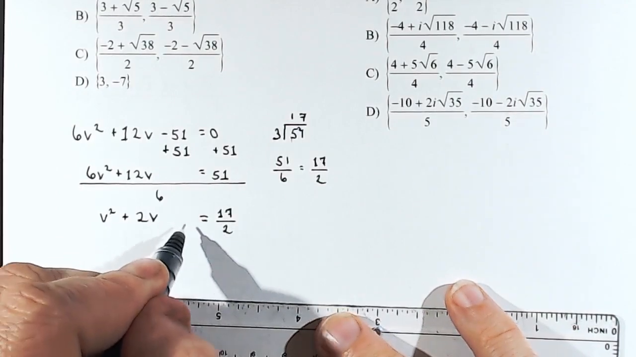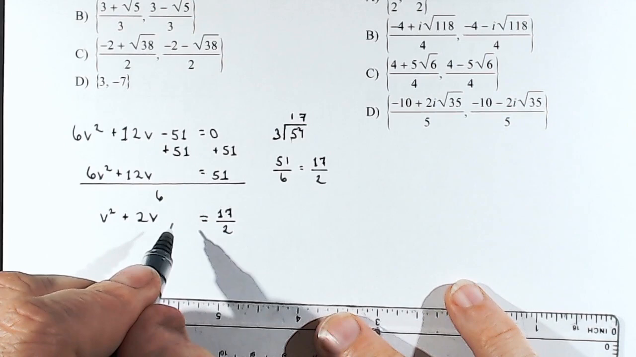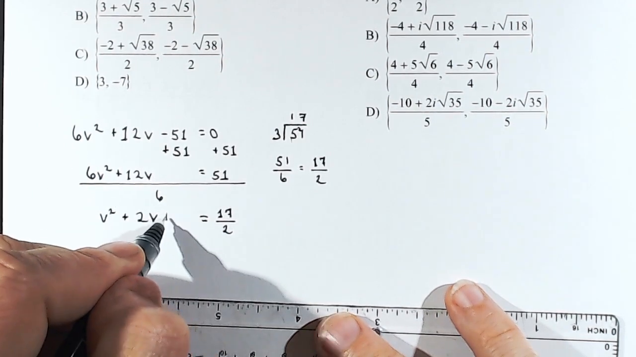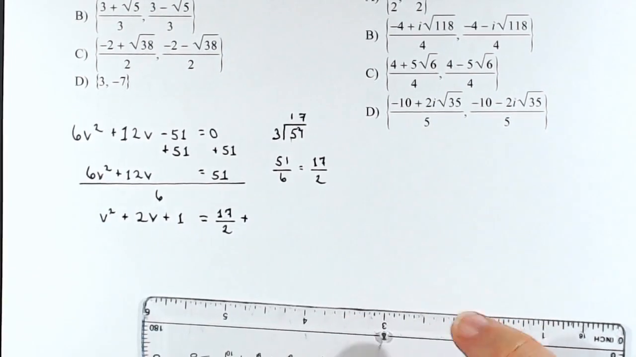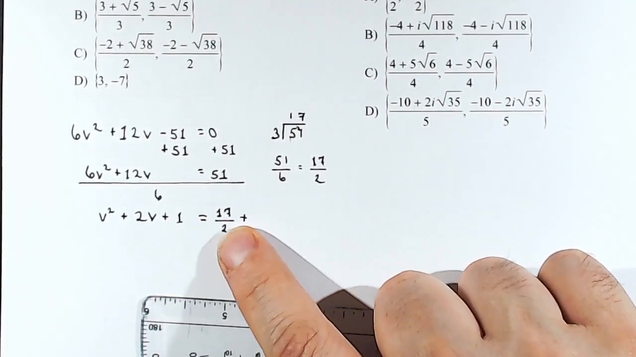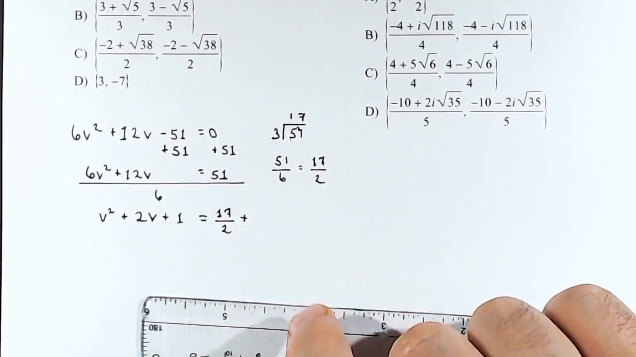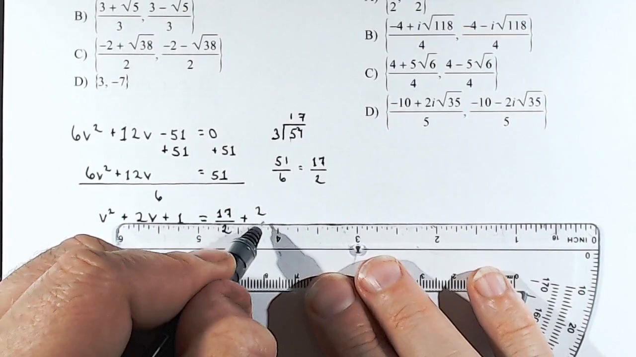Now, whatever you get when you square half the middle coefficient, you add to both sides of the equation. That's why I left this big open space right here. All right, you also need to leave this big open space right here. So we'll add 1 to both sides of the equation. But when I write plus 1 over here, I want to write 1 with a common denominator of 2, so I'll write 2 over 2. That way I can combine those two.